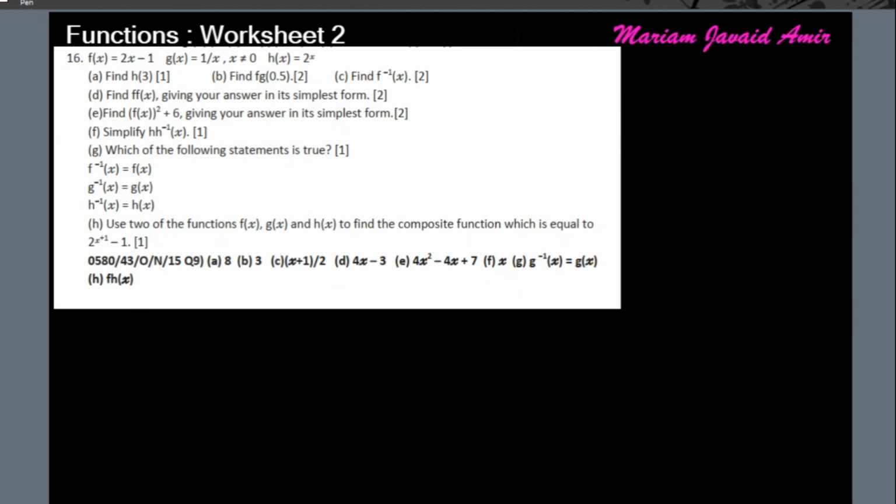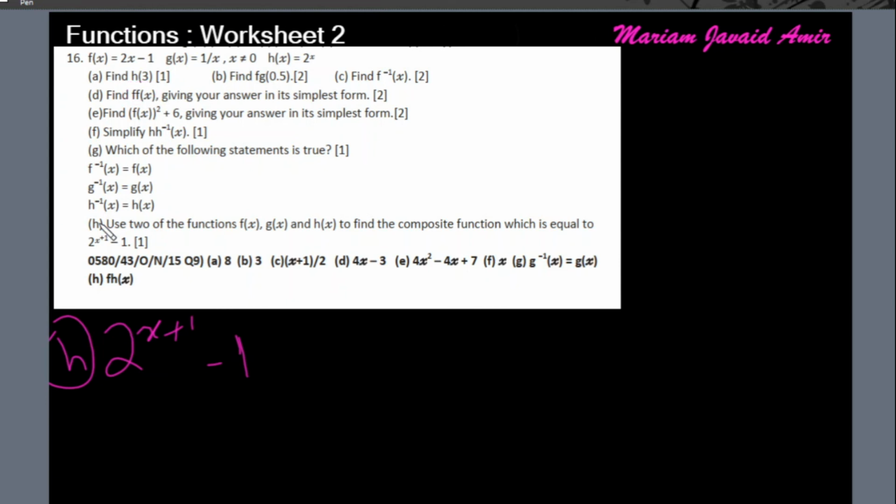Part h, use two of the functions f(x), g(x) and h(x) to find the composite function, which is equal to, this is actually 2 to the power x plus 1 minus 1. So we need to use some combination of functions so that we get 2 to the power x plus 1 minus 1. A composite function is a function like this, multiple functions combined together.